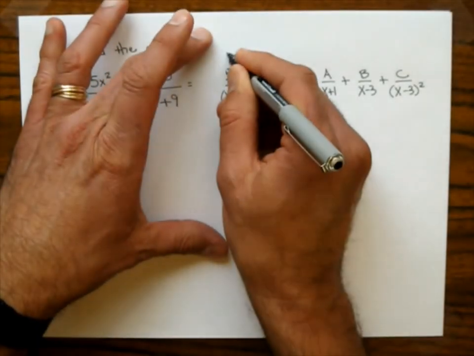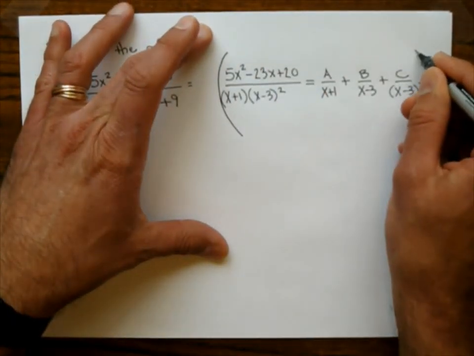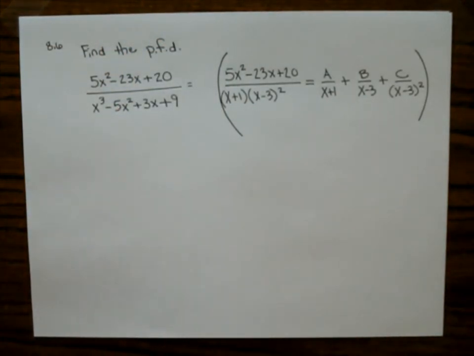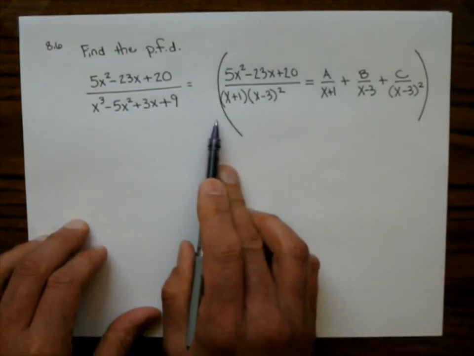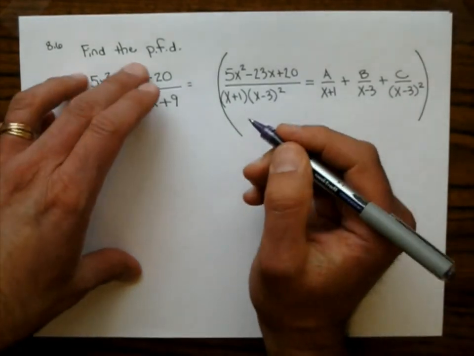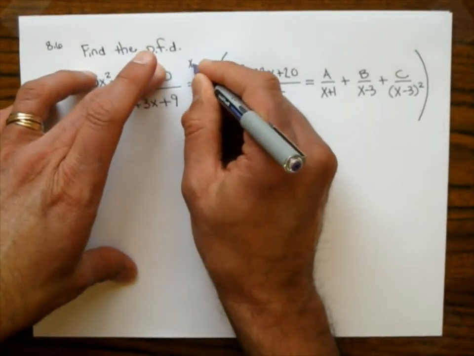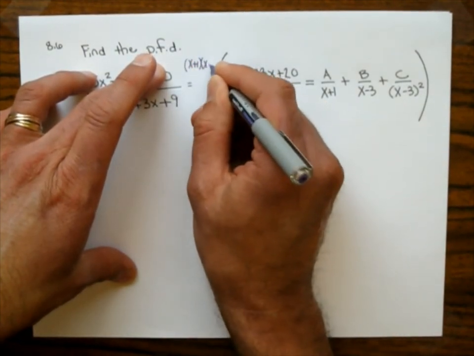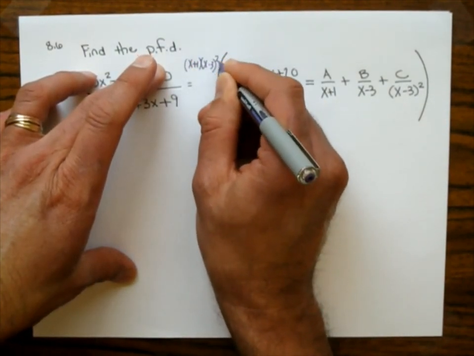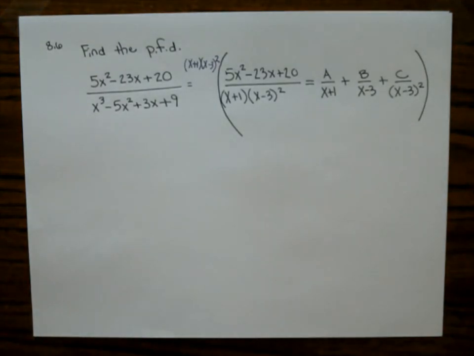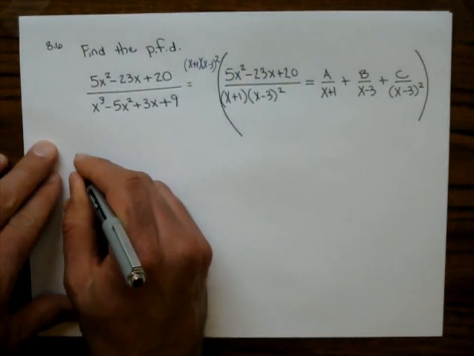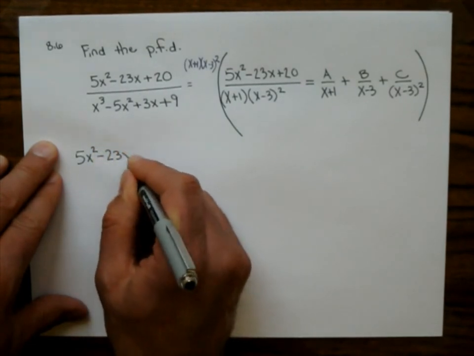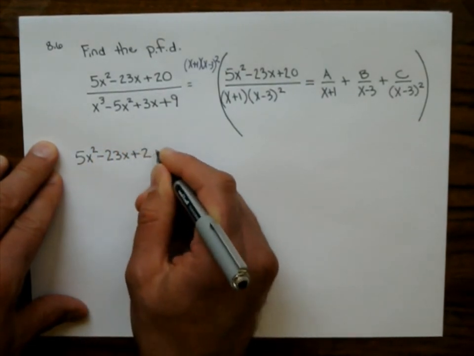So I've got this equation. I'll put parentheses around this equation. And what am I going to do with this equation? I'm going to multiply it by the LCD. I don't even have room to write it, but I'll squeeze the LCD right up here: x plus 1, x minus 3 squared. So on the left-hand side, I end up getting 5x squared minus 23x plus 20.